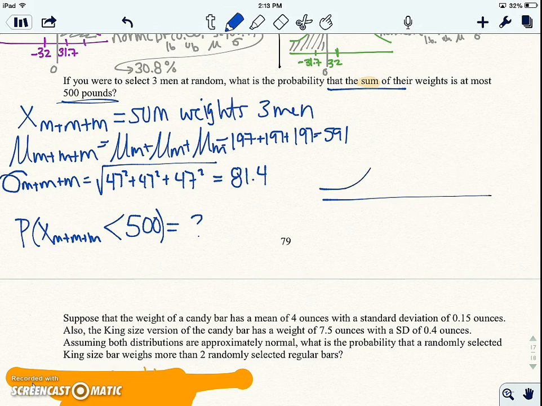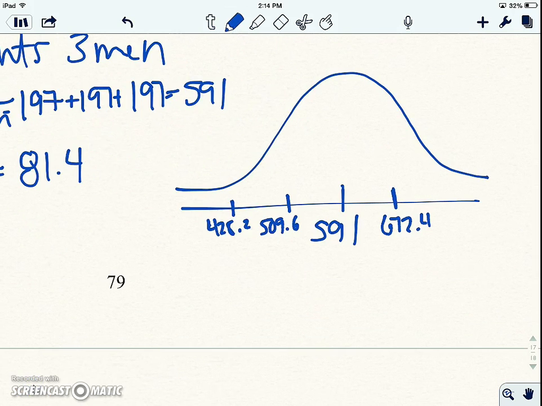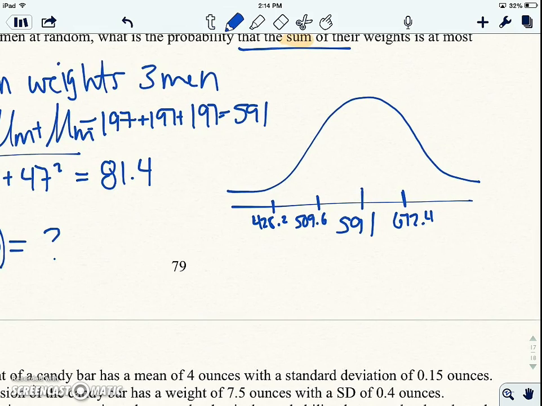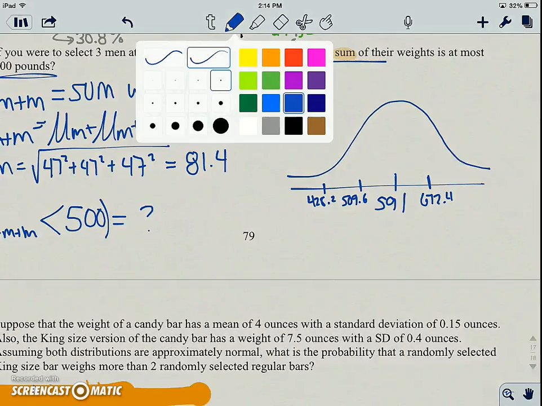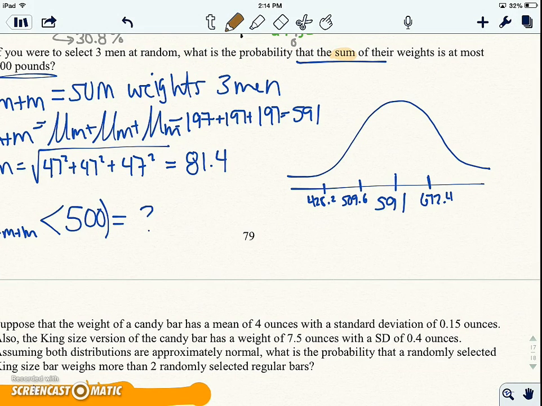Draw our picture. Add and subtract the standard deviations, so you get a picture of what your distribution looks like, and then go ahead and fill it in. So we want them to be no more than 500 pounds, so that'd be here. So a little less than 1 standard deviation below the mean, so a z-score of -1 something if you weren't going to use a calculator. And so this is 500.